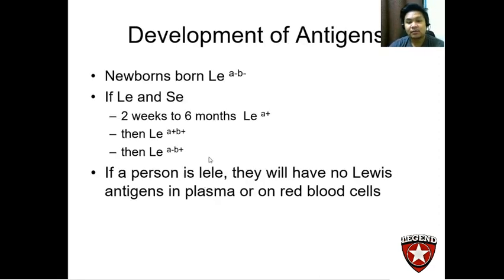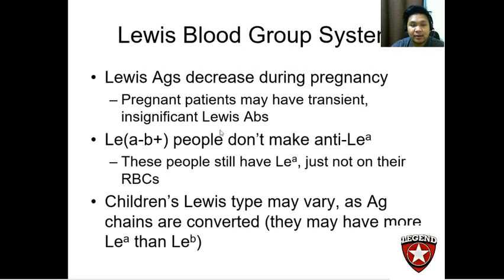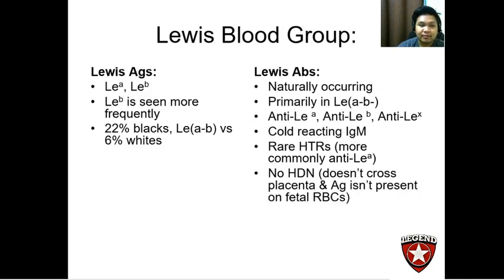If a person is homozygous for the small le gene, they will have no Lewis antigens in plasma or on RBCs. Lewis antigens decrease during pregnancy, so pregnant patients may have transient and insignificant Lewis antibodies. Le(a) negative, Le(b) positive people don't make anti-Le(a). These people still have Le(a), just not on their RBCs. Children's Lewis type may vary as antigen chains are converted. So again, the Lewis antigens are your Le(a) and Le(b), and Le(b) is seen more frequently.